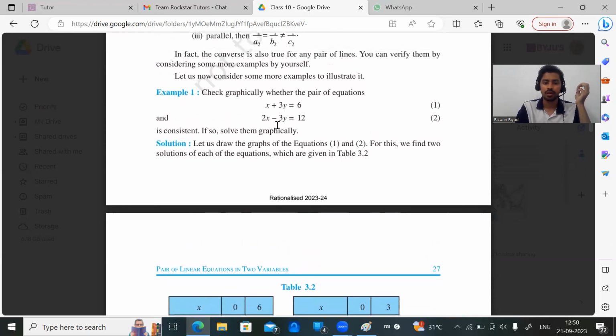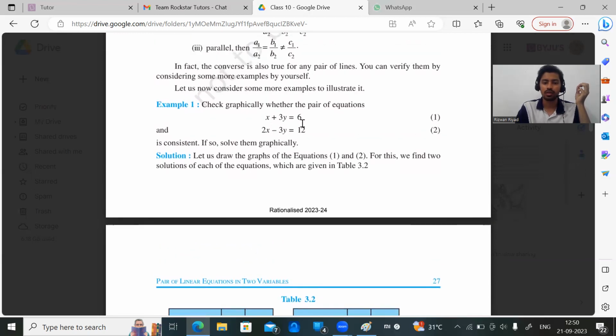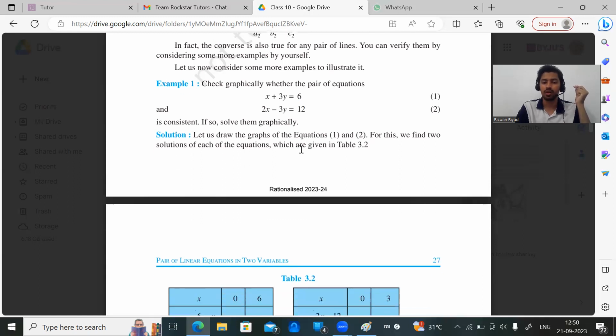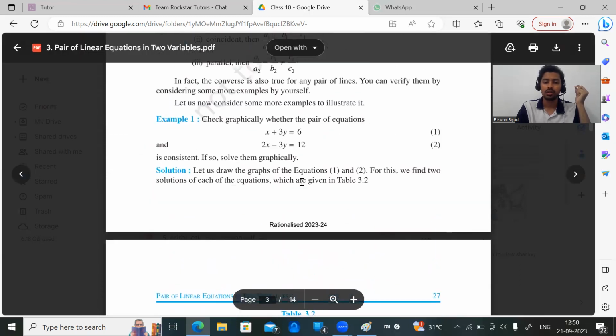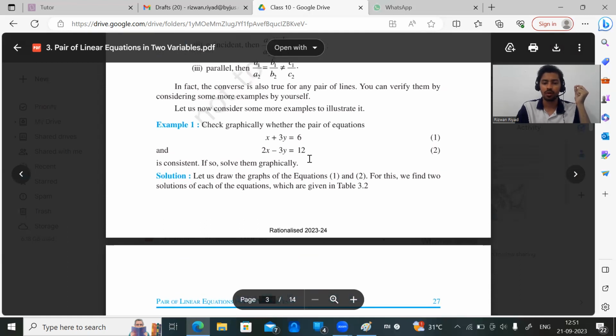So what is the first step? Take this 2x to the other side, so it becomes minus 2x. So you will get minus 3y only here: minus 3y equal to 12 minus 2x. But if we take this minus also to the other side, that 12 minus 2x becomes 2x minus 12. So you will get the equation 3y equal to 2x minus 12.